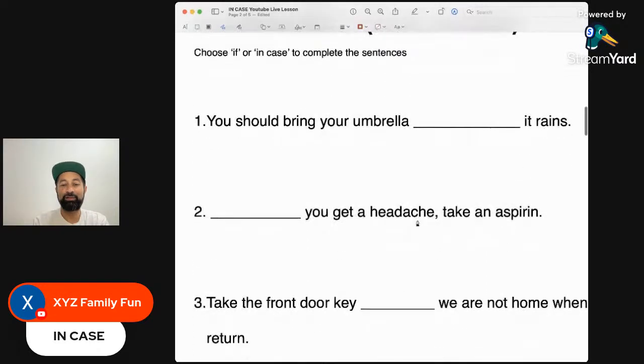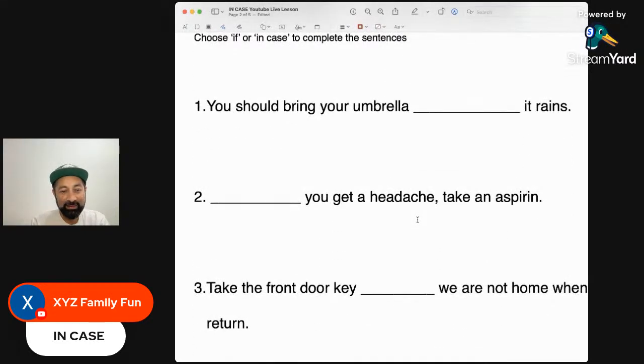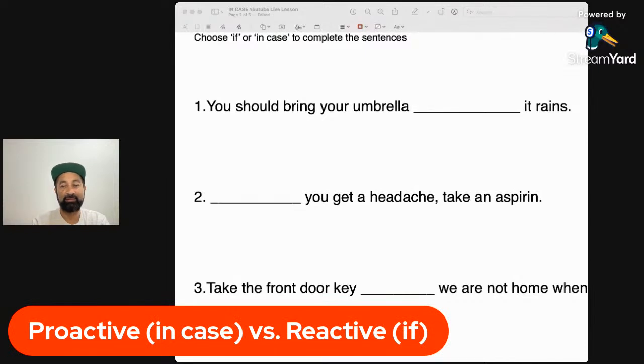All right, number 2, something you get a headache, take an aspirin. What will you choose, if or in case?